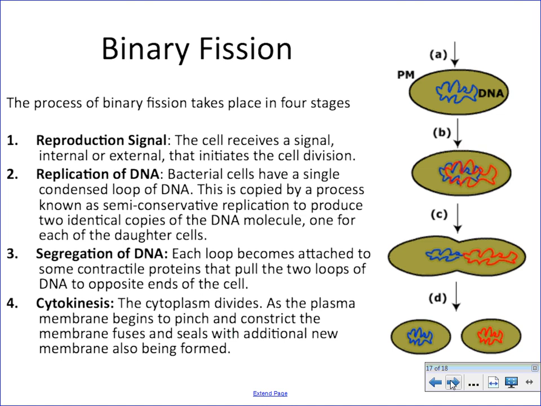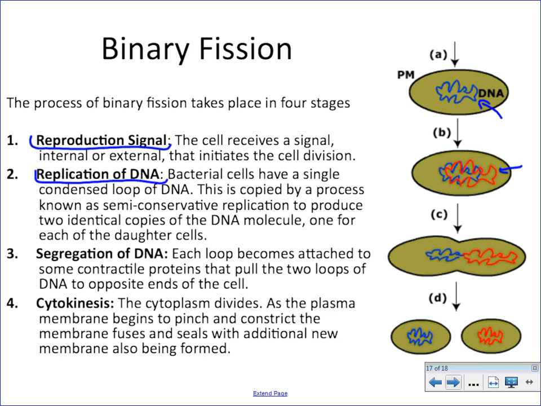Bacterial reproduction through binary fission can take place in 4 stages. First, there is the initial reproduction signal. The cell receives a signal, which is internal or external to the cell, that will start the cell division process. Next up, there is the replication of the DNA. If this blue line represents the original DNA within the cell, the next stage is to make a copy of that DNA, which is represented by the red line.